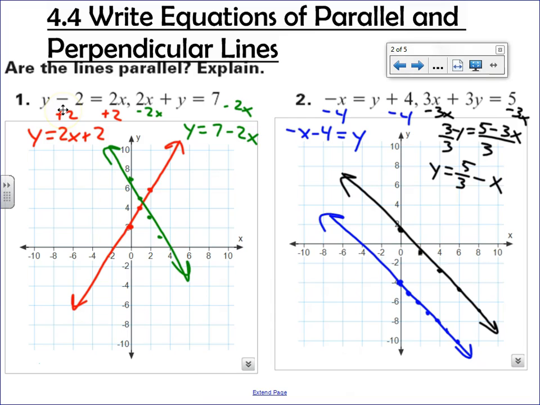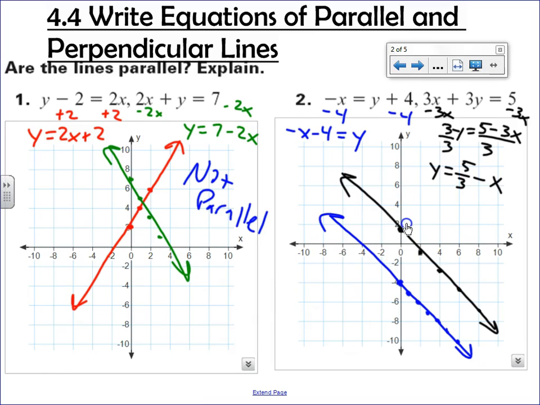Taking a look at the first two equations, I solved both of those for y to get them in slope-intercept form, and then I graphed the first one in red using intercept of 2, slope of 2, so up 2 over 1. The other equation, I got y equals 7 minus 2x after subtracting 2x from both sides. Intercept of 7, slope negative 2 over 1. So these ones are not parallel, because as you can see, the lines intersect. So they can't be parallel.